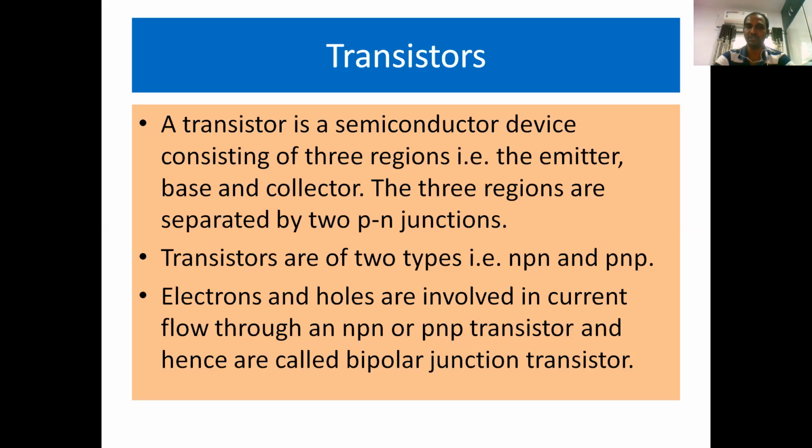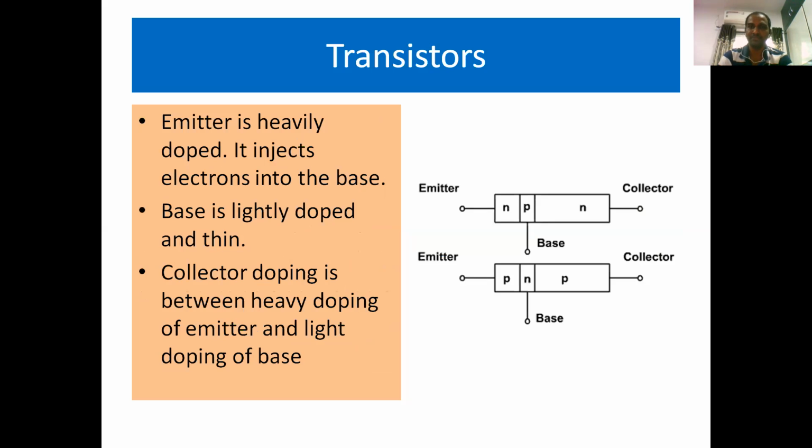Like that, PNP also. In a BJT, or in a transistor, we have two types of charge carriers in semiconductors. Both electrons and holes are involved in the current flow through an NPN or PNP transistor, and hence it is called a bipolar junction transistor. As I already mentioned, it consists of three regions.